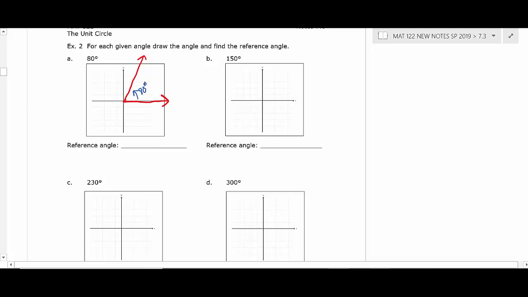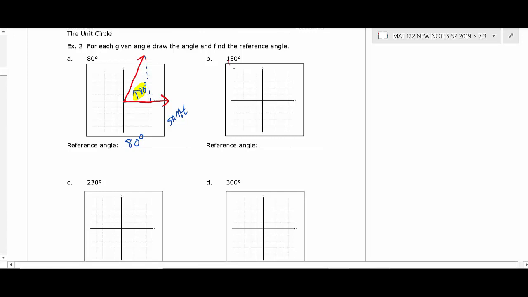Okay, like that, and that is the angle that's 80 degrees. When you do a reference angle, again, you go straight down to the x-axis. You form this reference triangle. This angle right here is the reference angle. So if you're in quadrant 1, you're going to end up with that same angle. It's got to be an acute angle between 0 and 90, so the reference angle is the same. Okay? All right, let's go to the next one.